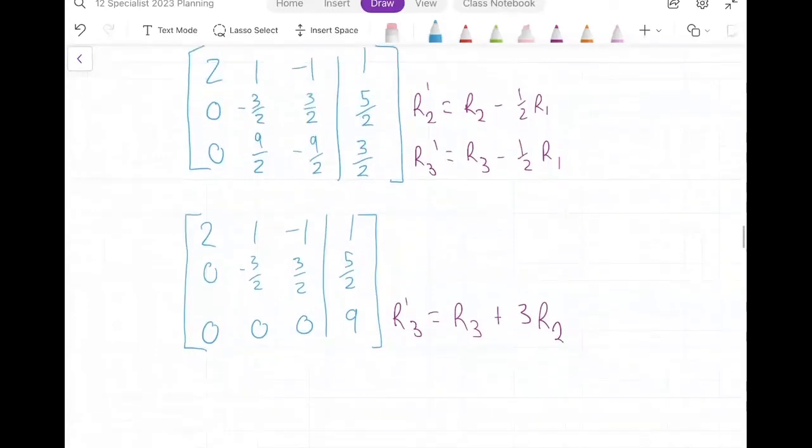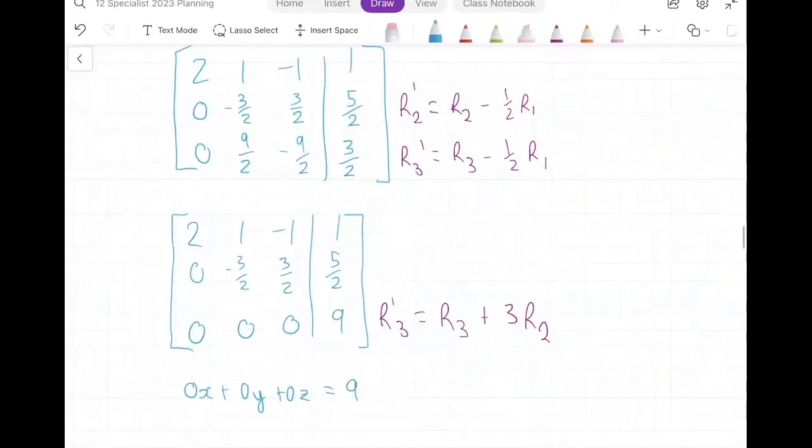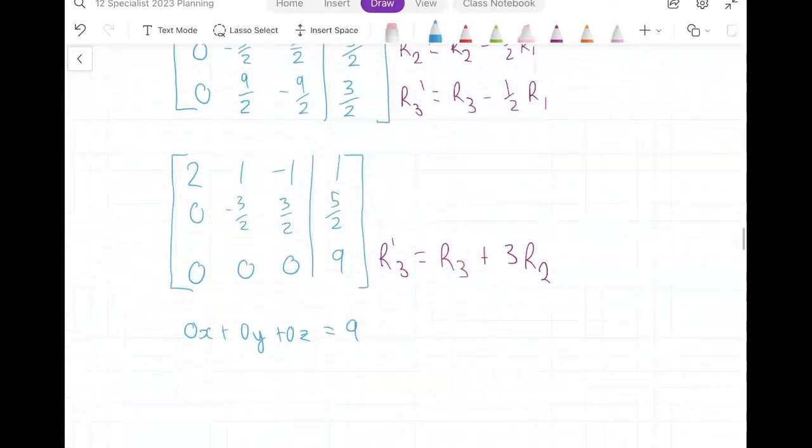To put that into context, that's 0 lots of x plus 0 lots of y plus 0 lots of z equals 9. That is mathematically impossible. There are no values for x, y, or z that can satisfy this system of equations. So therefore, there are no solutions for x, y, and z. Therefore, no common point of intersection.